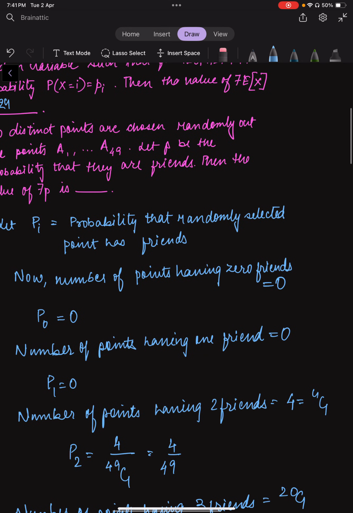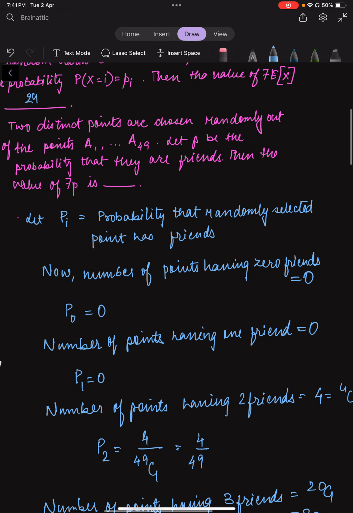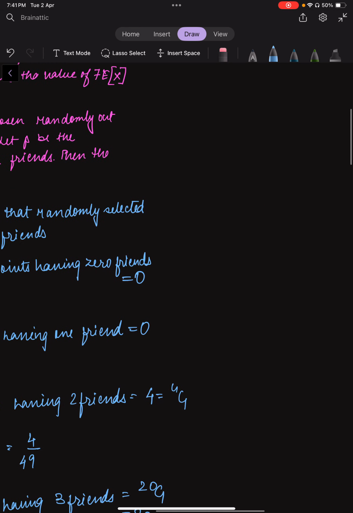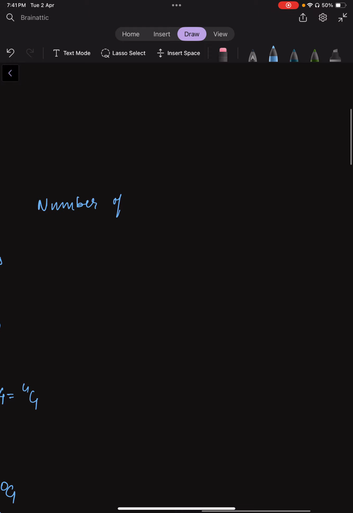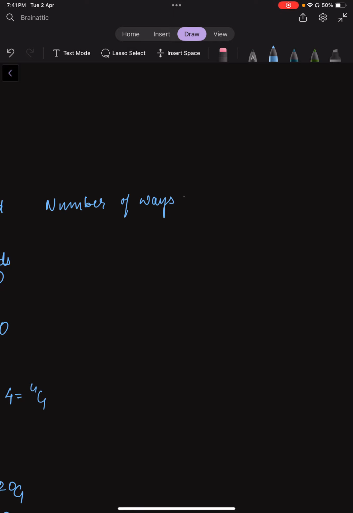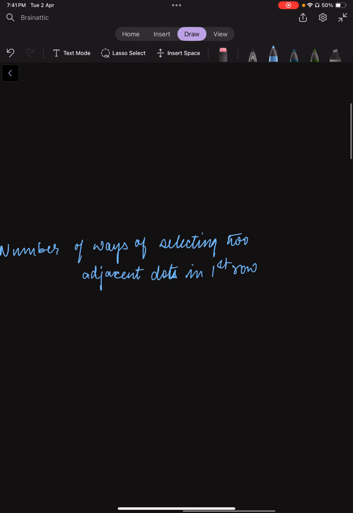Now coming to the next question: two distinct points are chosen randomly from A1 to A49. Let P be the probability that they are friends, then find the value of 7P. So the number of ways of selecting two adjacent dots in the first row. We have 7 dots here, so the number of ways you can select two adjacent dots will be 6.